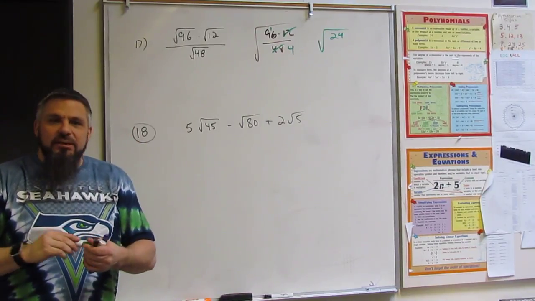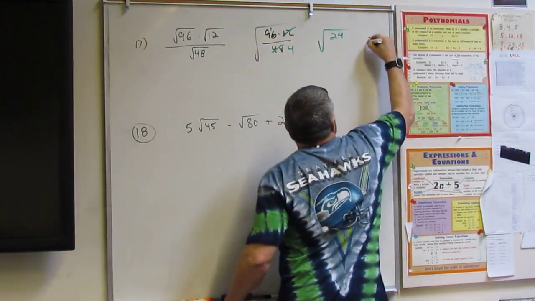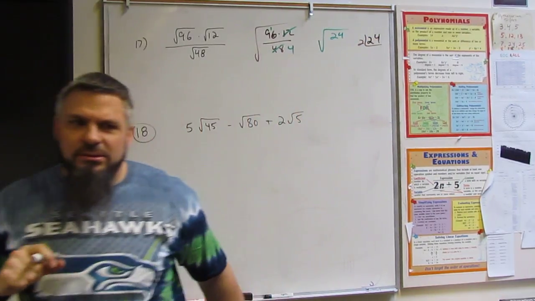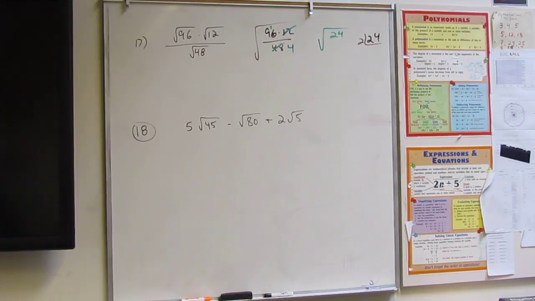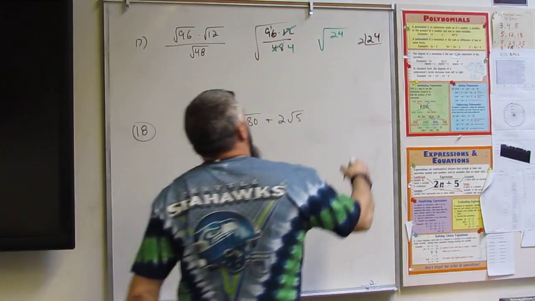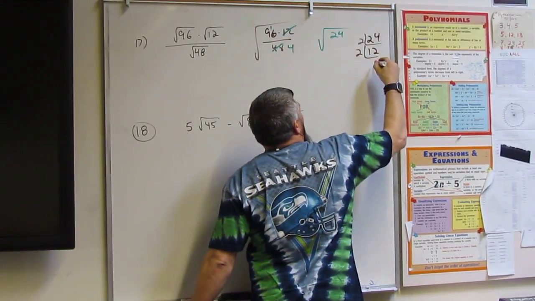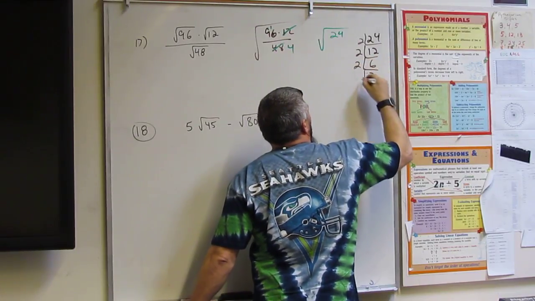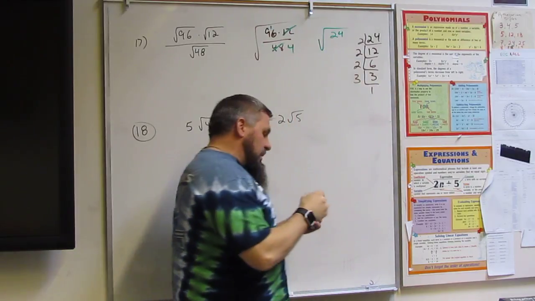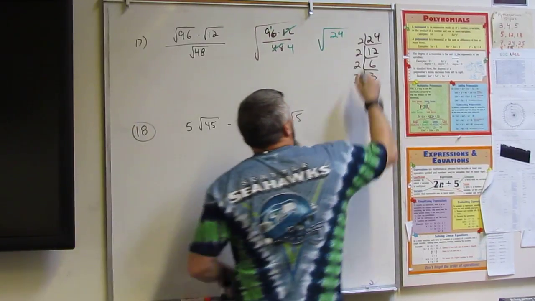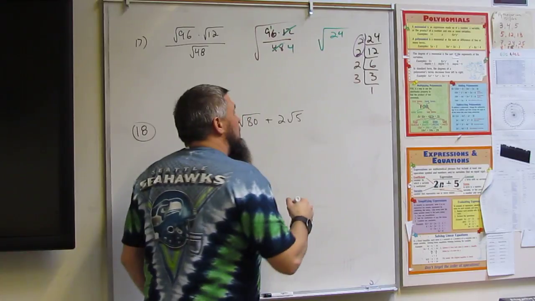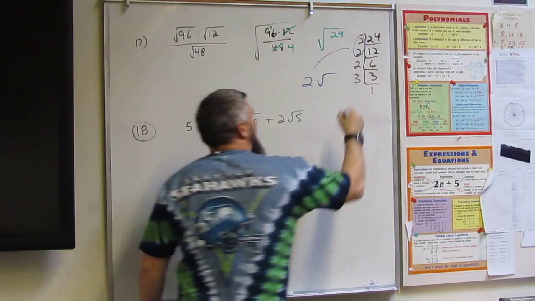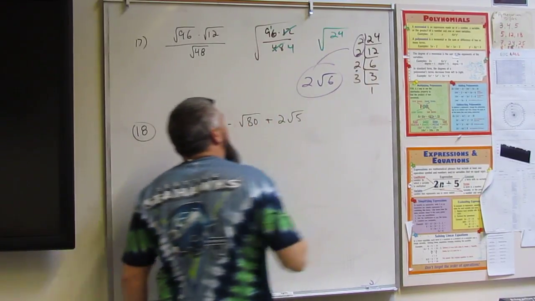Now we just got to break that down. 24 broken down: 2 goes into 24 12 times. 2 goes into 12 six times. 2 goes into 6 three times. 3 goes into 3. And then take your pairs. I got a 2, and that's it. So 2 square roots of what? 6, because these just get multiplied. And there it is.